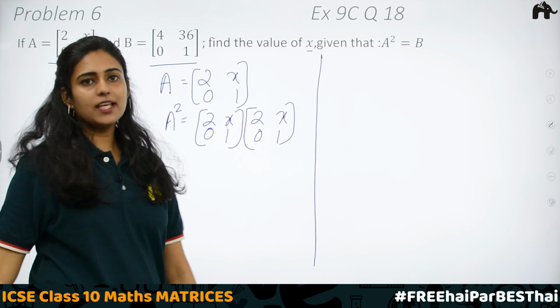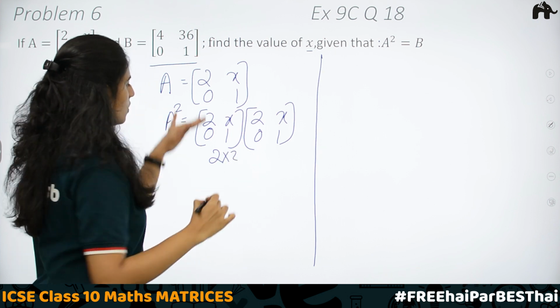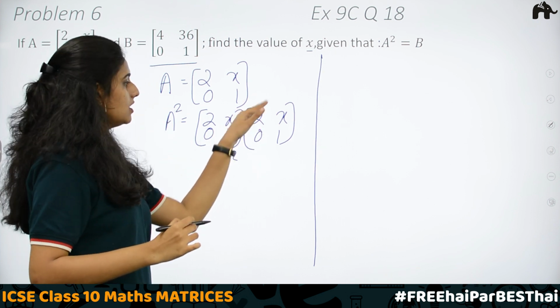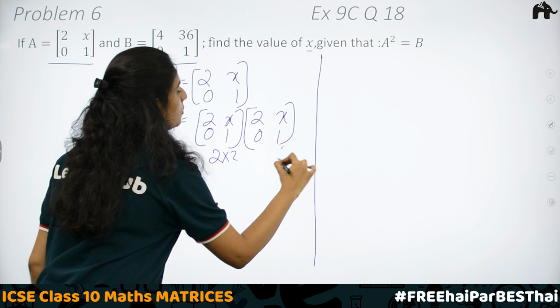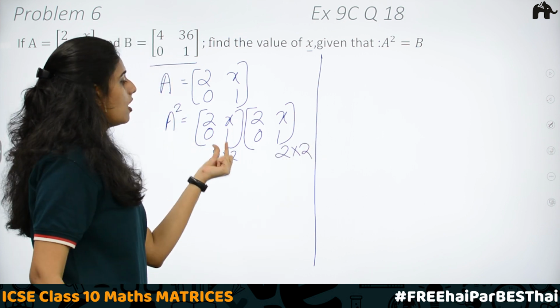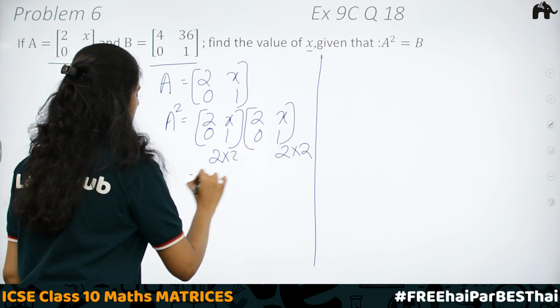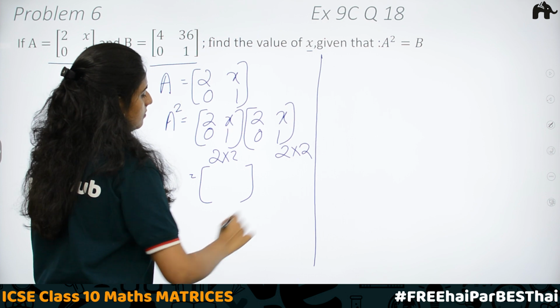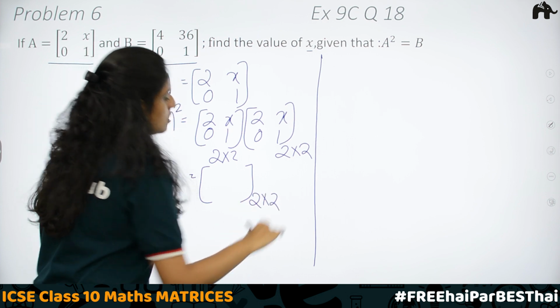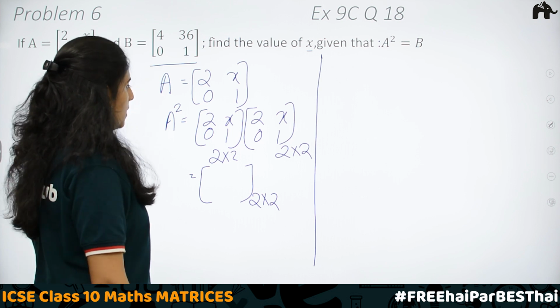Is the matrix multiplication possible here? This is a 2 by 2 matrix, 2 rows, 2 columns. What about this? This is the same matrix, 2 by 2. Then on multiplying this, the number of columns in the first matrix and the number of rows in the second matrix are equal. We will be getting a new matrix whose order is 2 by 2.